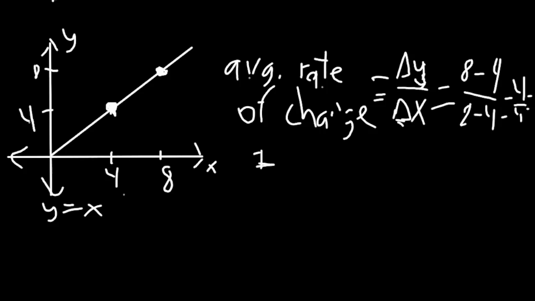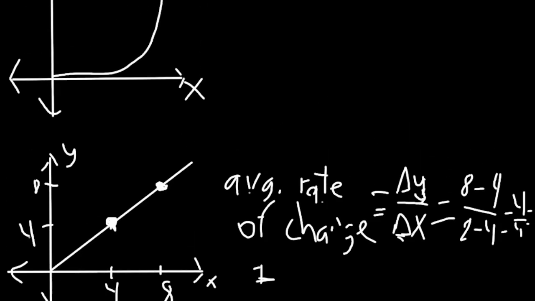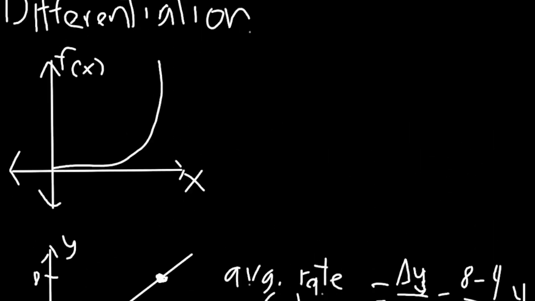So that is what we have here. Y equals x. There's no problems here. Since this entire line is just straight, it's completely fine. There's no change in the rate of change. But what if the line wasn't straight? This is where differentiation comes in.